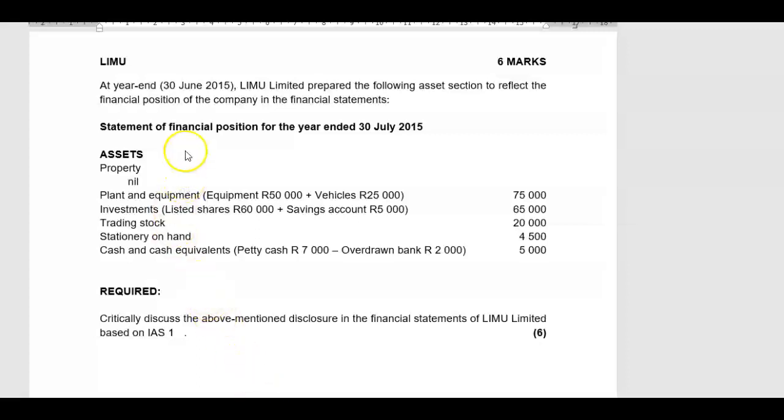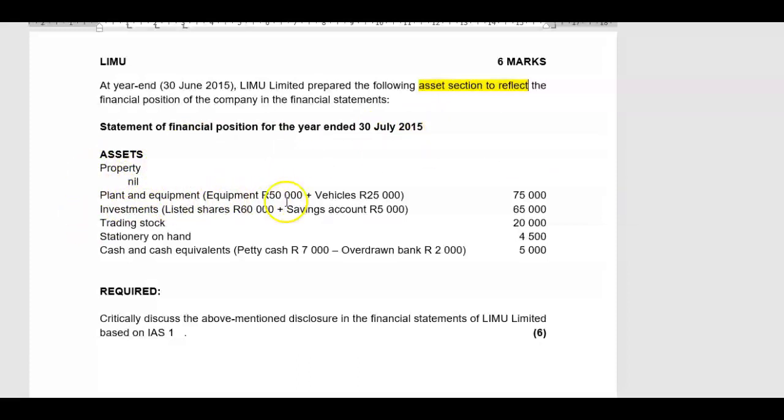At year-end 30 June 2015, LIMU Limited prepared the following asset section to reflect the financial position of the company in the financial statements. So it is the asset section that we're talking about in the statement of financial position. Statement of financial position for the year ended 30 July 2015. Assets, property 0. Probably this is only a typing error, it was supposed to stand there.